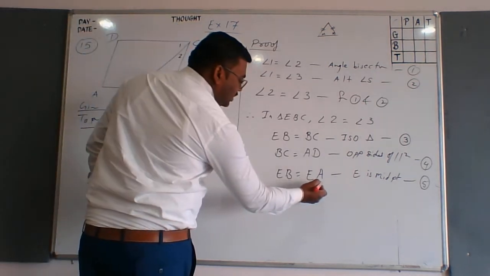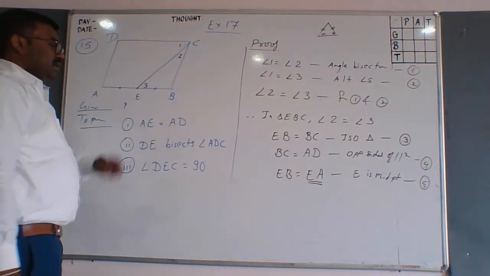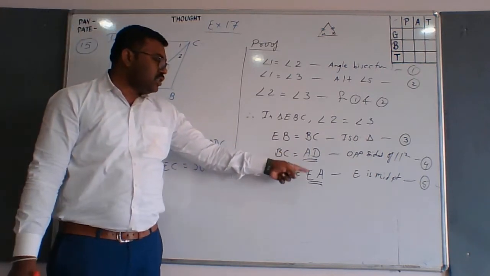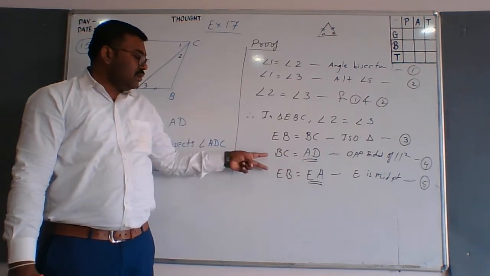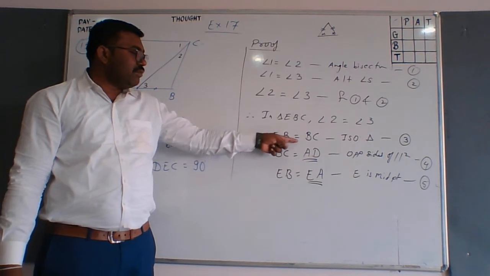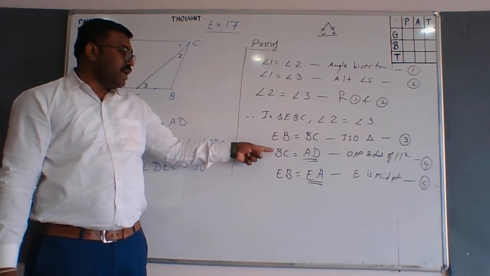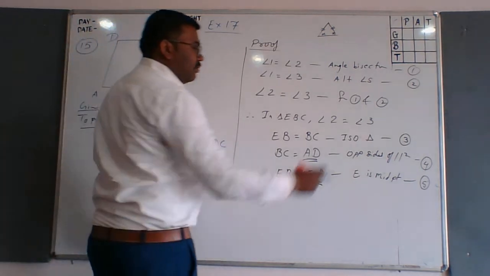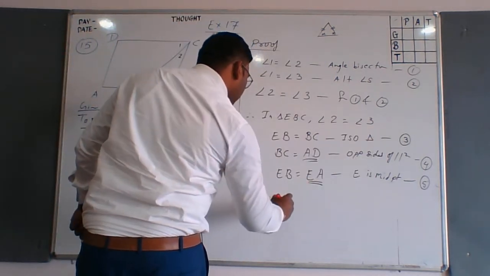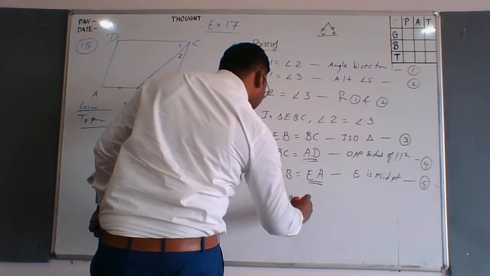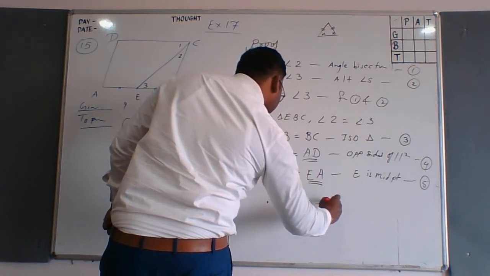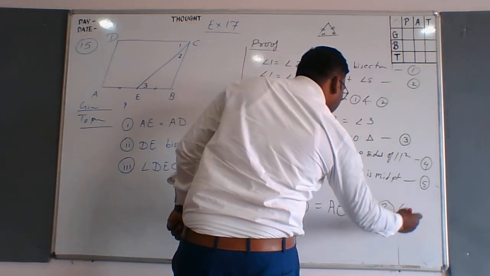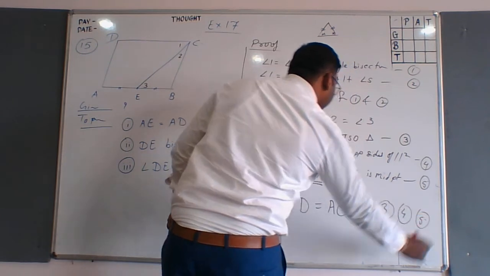AE, this is AE, correct? AD, this is AD. We want to show these two are equal. But these two are already equal, that we have mentioned in third. AB and BC are equal. Already we have given in third. Correct? So from 3, 4 and 5, we can say that AB equals AE from 3, 4 and 5.